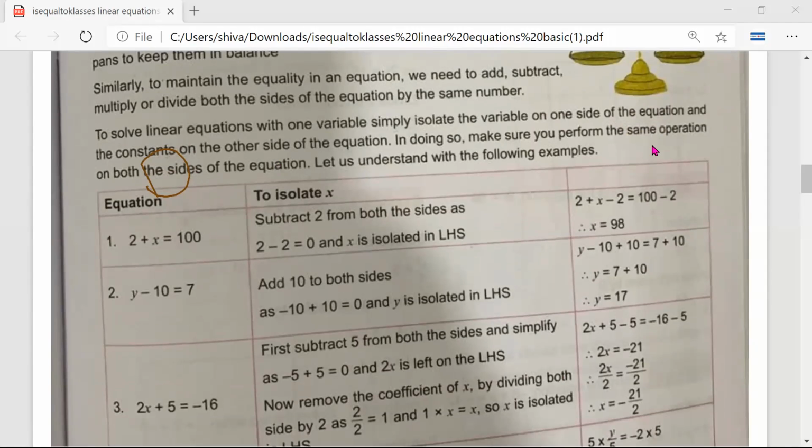The first thing your textbook has said is that if 2 plus x is equal to 100, subtract 2 from both sides, as 2 minus 2 is equal to 0 and x is isolated. See, Mr. Sarthak, in any equation, all you want is to isolate the x or the y. Mr. Sarthak, any doubt?